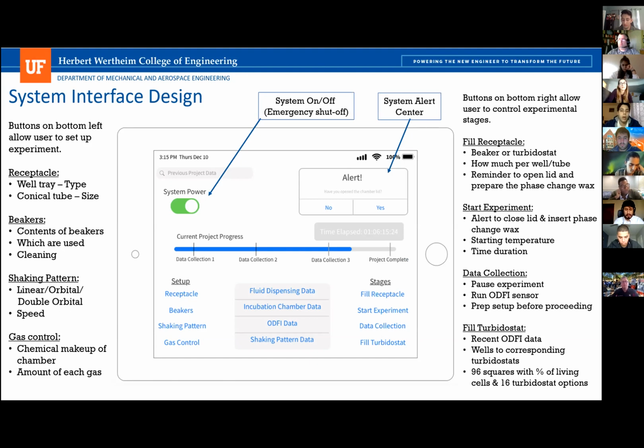Then on the bottom are all the buttons that will take you to various screens. On the bottom left, we have buttons that allow the user to input the experimental setup parameters, such as which well tray and type of well tray is used, the beakers and the contents of them, input shaking patterns, and control the chemical makeup of the chamber. In the middle, you have buttons that allow the user to see all the necessary data for each of the different systems. And on the right, the user can control all the different stages of the experiment. Again, for the sake of time, I won't go too in depth into all of them, but if there are questions, we can come back to those.